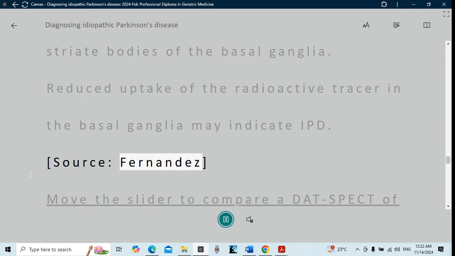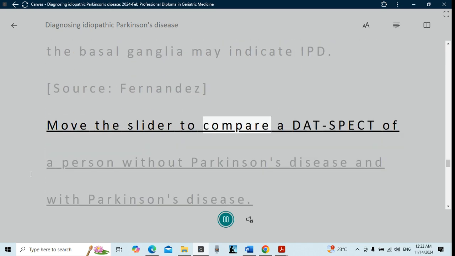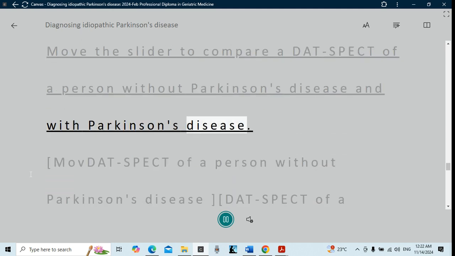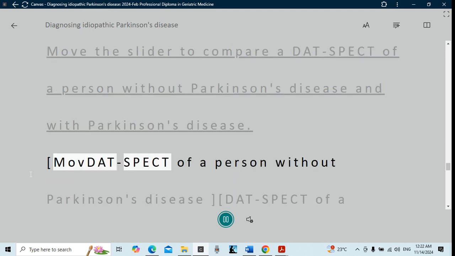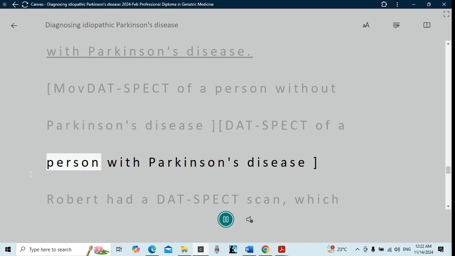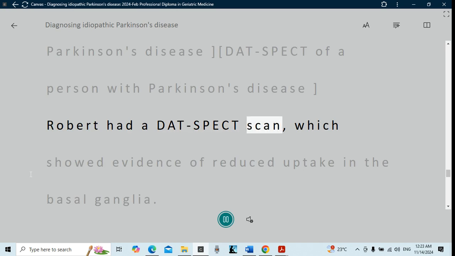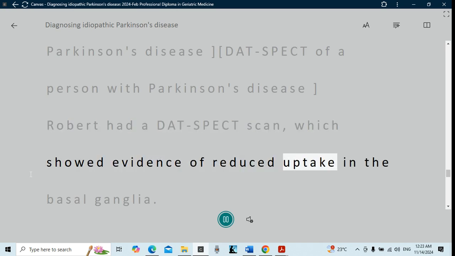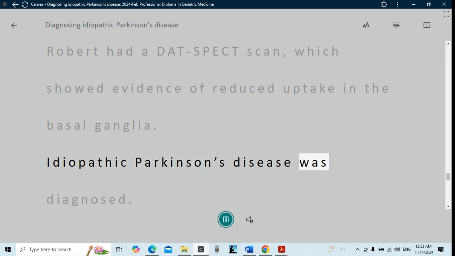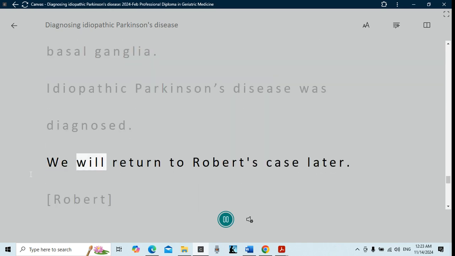Source: Fernandez. Move the slider to compare a DAT SPECT of a person without Parkinson's disease and with Parkinson's disease. DAT SPECT of a person without Parkinson's disease, DAT SPECT of a person with Parkinson's disease. Robert had a DAT SPECT scan, which showed evidence of reduced uptake in the basal ganglia. Idiopathic Parkinson's disease was diagnosed. We will return to Robert's case later.